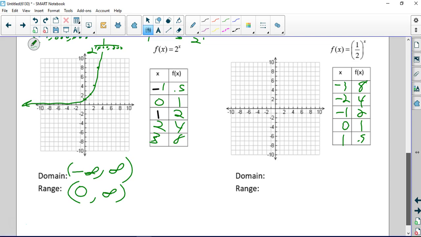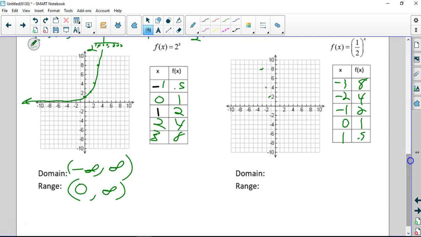So the domain of this bad boy, we go to negative 3 and go up to 8. We go to negative 2, go to 4. And negative 1, go to 2. 0, 1, 1.5. It's going to be the same thing, never hitting 0, but going this way now. That's decay. So left and right forever. Range, 0 but not included, forever.